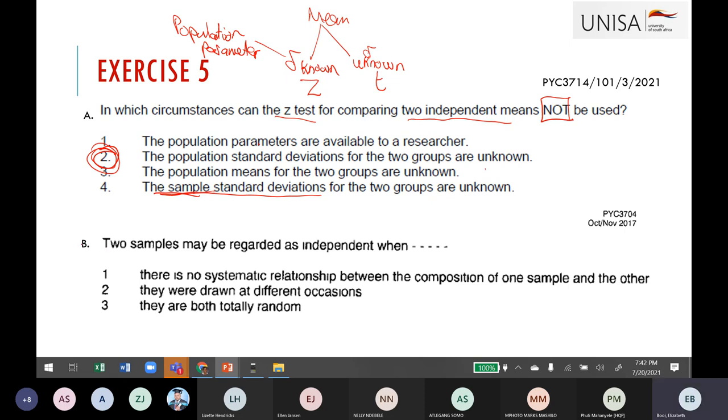Okay, so number B, two samples may be regarded as independent when there is no systematic relationship between the composition of the one and the other. That will be correct.